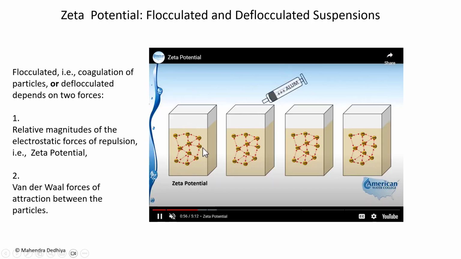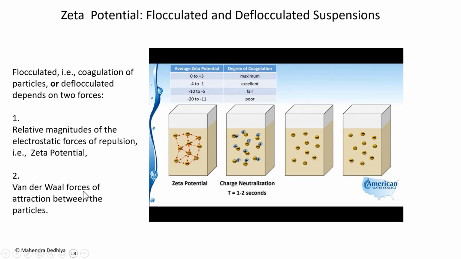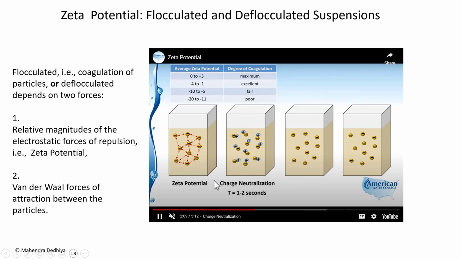So there's a negative charge on the particles. If we neutralize that negative charge by adding aluminum sulfate, positive charge will be attracted to the negative charge as seen here. Within 1 to 2 seconds, the charges are neutralized. As charges are neutralized, flock will start forming because van der Waals attractive forces will now be predominant.